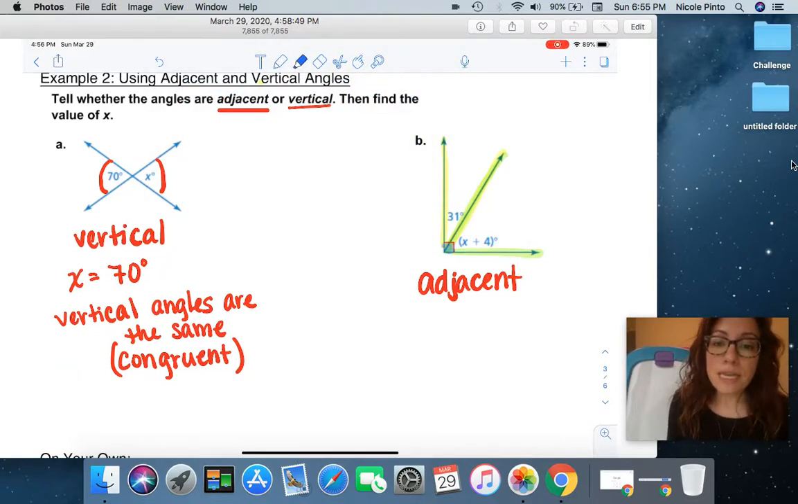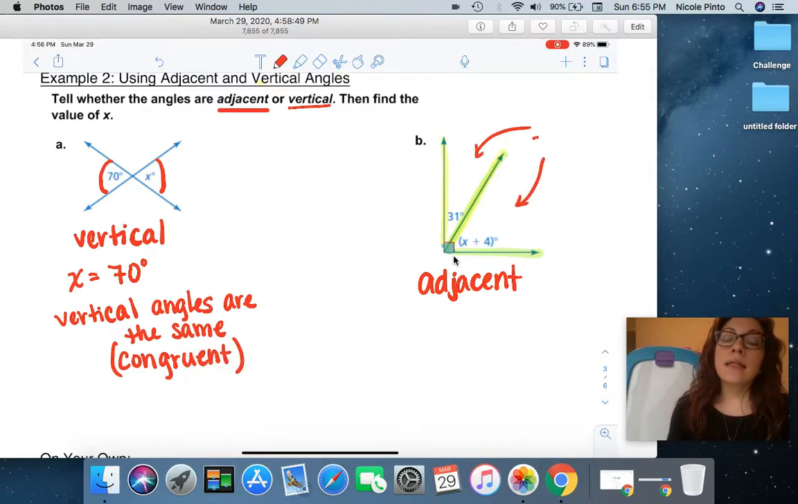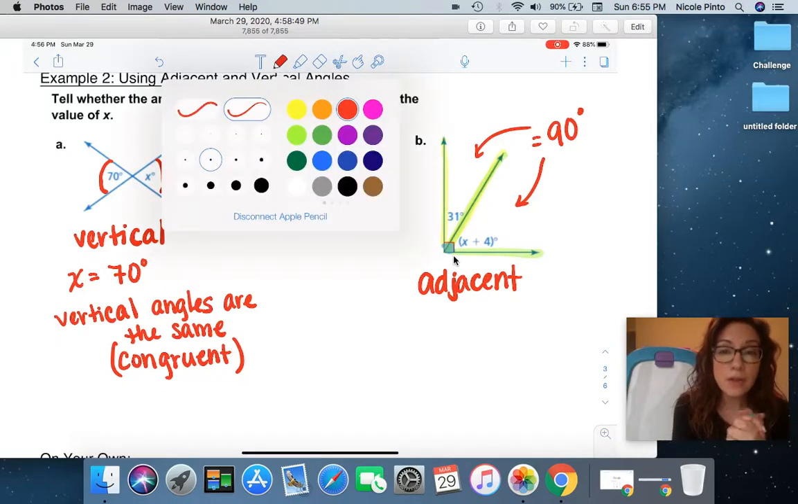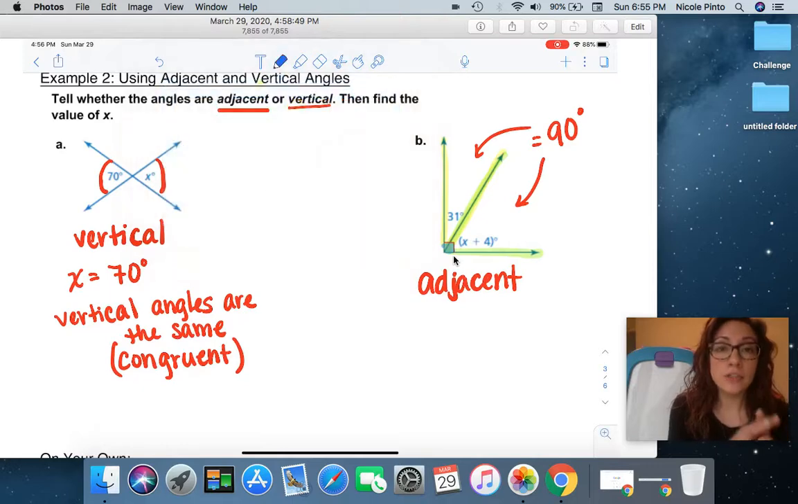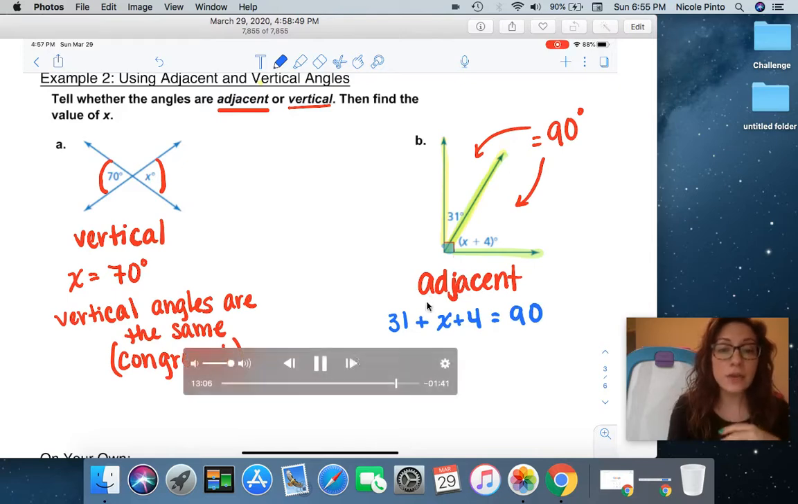Okay, if you notice this little box right here that I now highlighted, what does that mean? 90 degrees. Very good. Okay, so that's showing me that both of those angles, if I put them together, I'm going to have 90 degrees. So I'm going to write an equation, okay, una ecuación. 31 plus x plus 4. Okay, I'm going to put them together. All that together gives me 90 degrees.